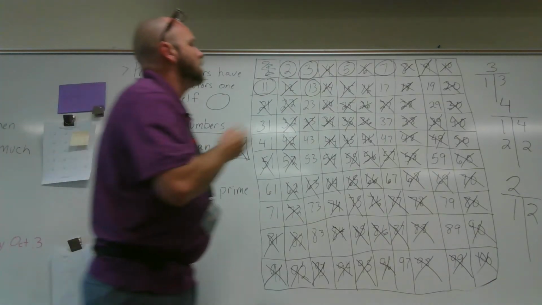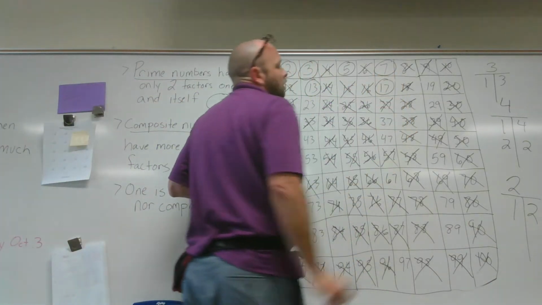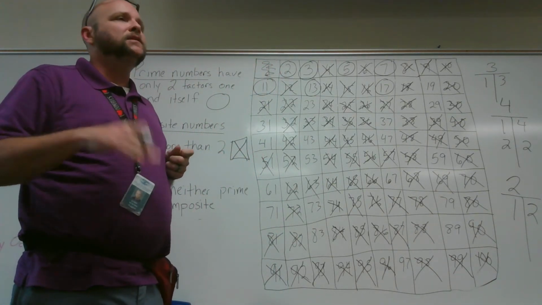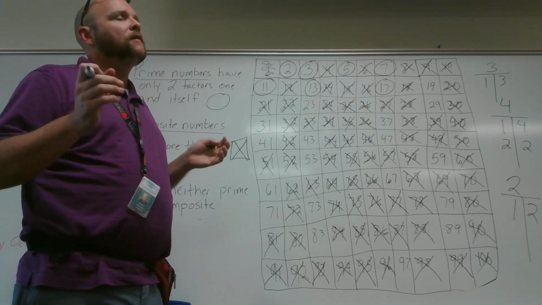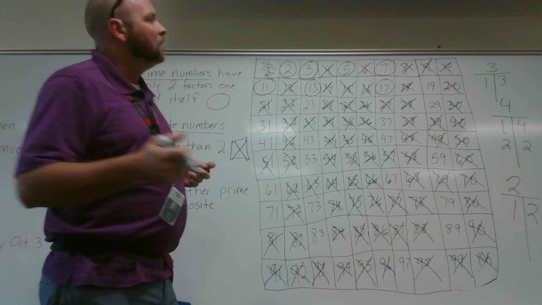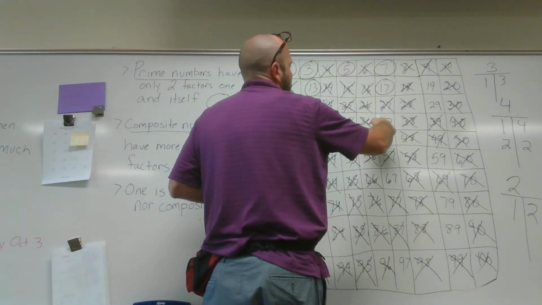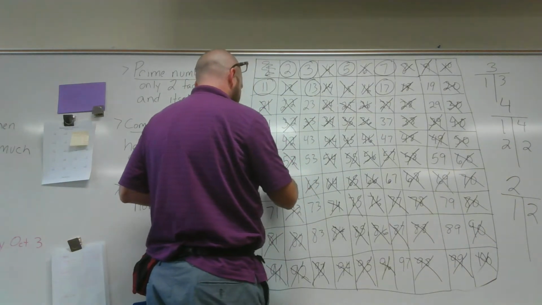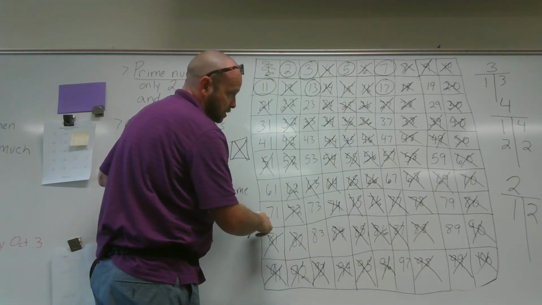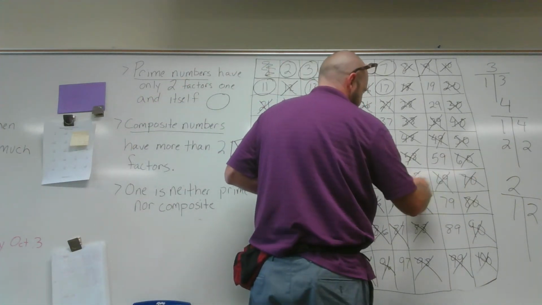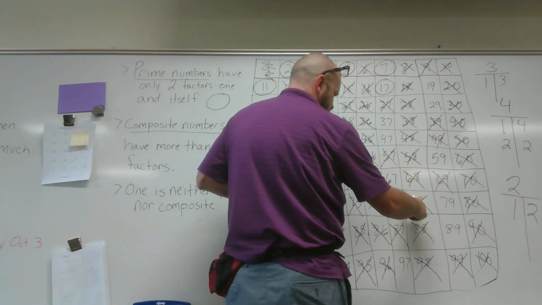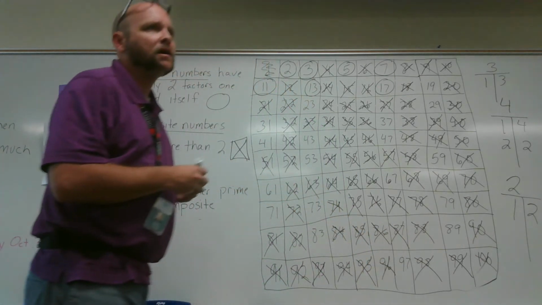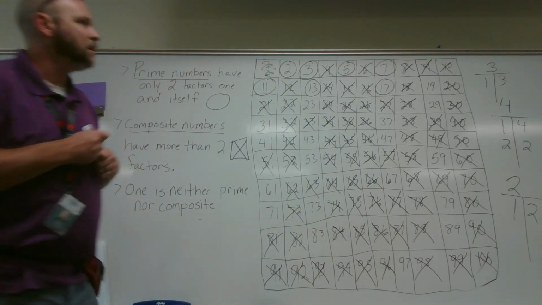Next is 17. 17 is a prime number. The only way you can get 17 is 1 times 17. No other whole numbers are factors of 17. And let's go 10, 20, 19, 18, 17, repeating that each time. So they're already crossed off, all the multiples of 17.